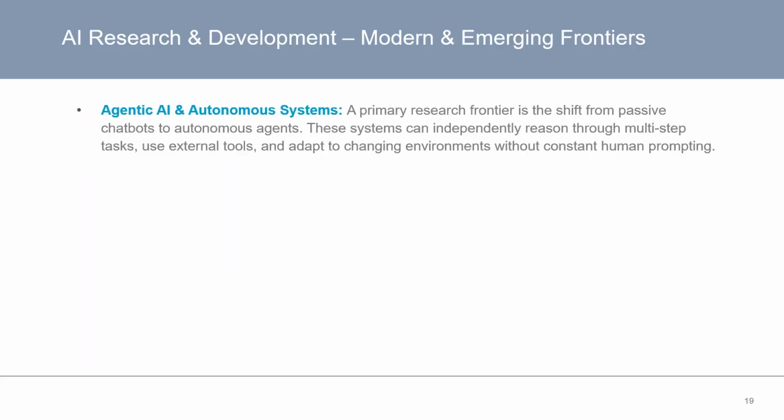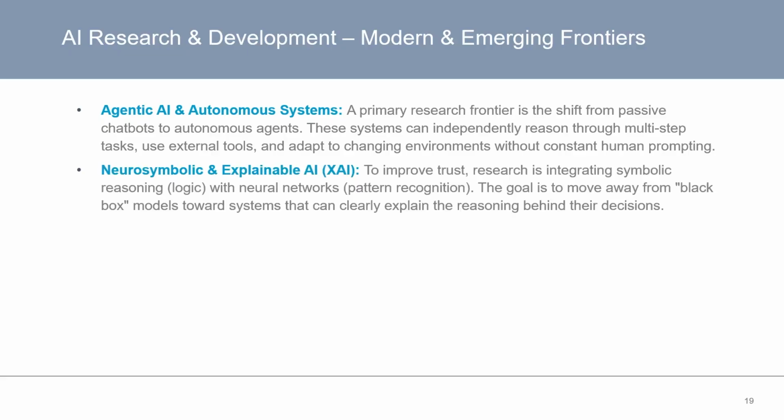This research frontier is shifting from passive chatbots to autonomous agents. These systems can independently reason through multi-step tasks, use external tools, and adapt to changing environments without constant human prompting. There's also neurosymbolic and explainable AI, aimed at improving trust. This research is integrating symbolic reasoning, which excels at applying clear logic, with neural networks, which excel at pattern recognition.